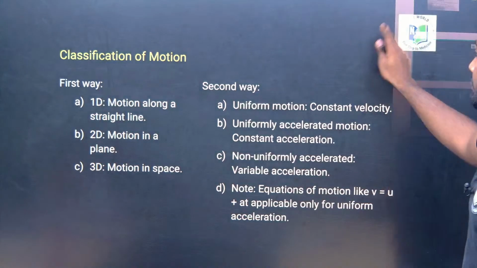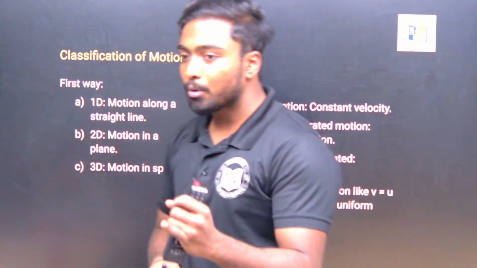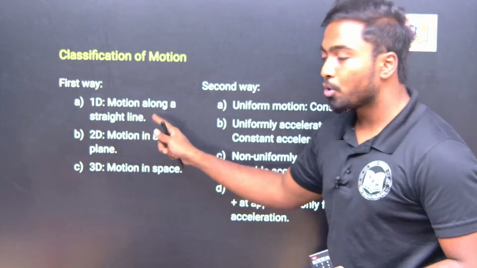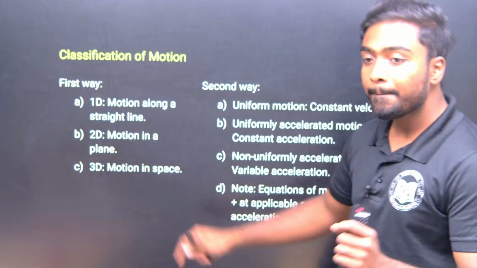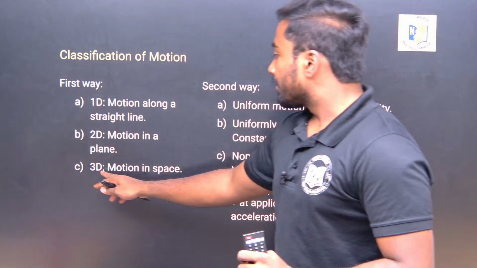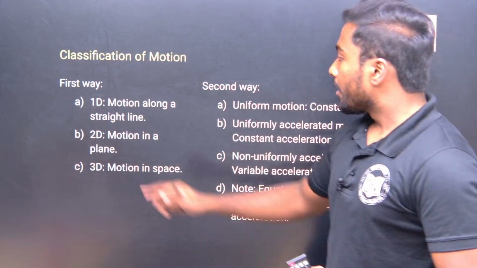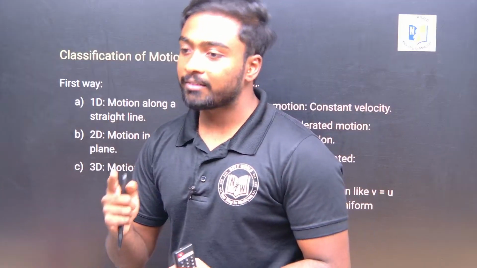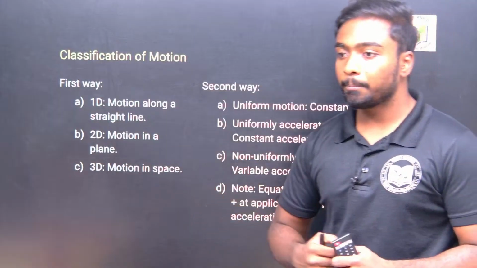Now the classification of motion. As of now we have talked about one dimensional, two dimensional, the same thing. First way, one dimensional motion along a straight line. Second is two dimensional motion in a plane. Third is 3D, which is motion in space. First one, 1D, is nothing but a straight line, two dimensional is nothing but a plane, and three dimensional is nothing but space, x, y, z, everything we'll talk about.